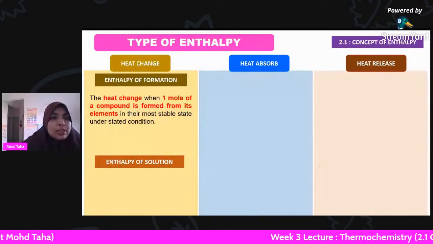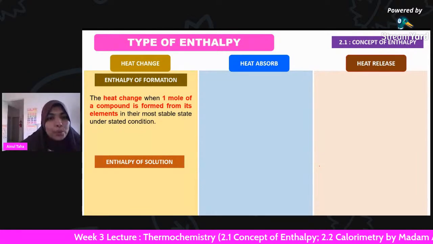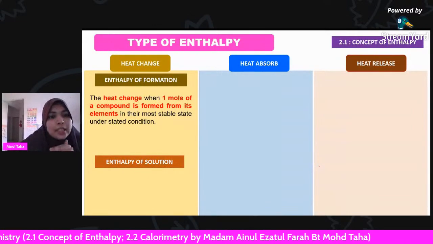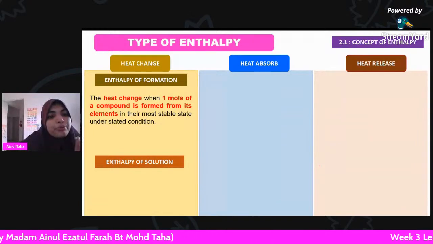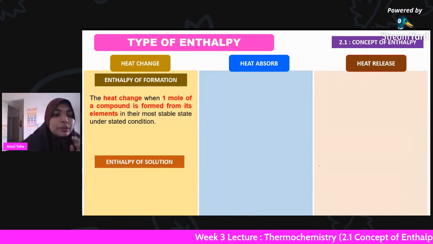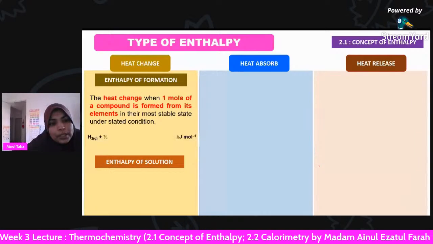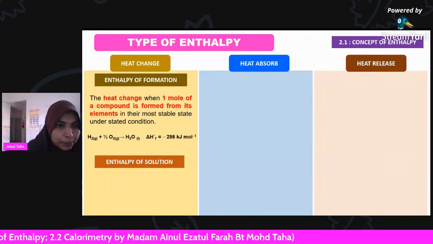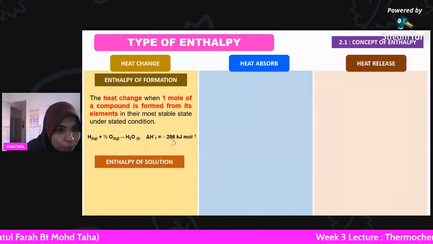The definition that I give you here is at a normal condition, not referred to the standard condition. That's why here I said one mole of a compound is formed from its elements in their most stable state under stated condition. Okay, so let us see what is meant by enthalpy of formation. This is the thermochemical equation that you need to know.